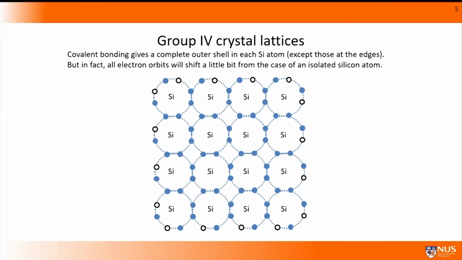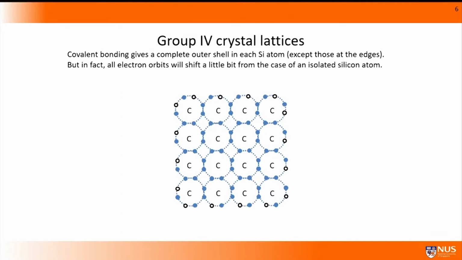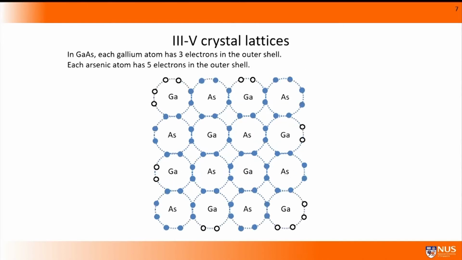The crystal structure here of silicon or of diamond is very similar to that of germanium. It's also very similar to that of gallium arsenide, where you would have every other element, either gallium or arsenic. In gallium arsenide, each gallium atom has 3 electrons in the outer shell. Each arsenic atom has 5 electrons in the outer shell. So combining them gives a full outer electron shell.